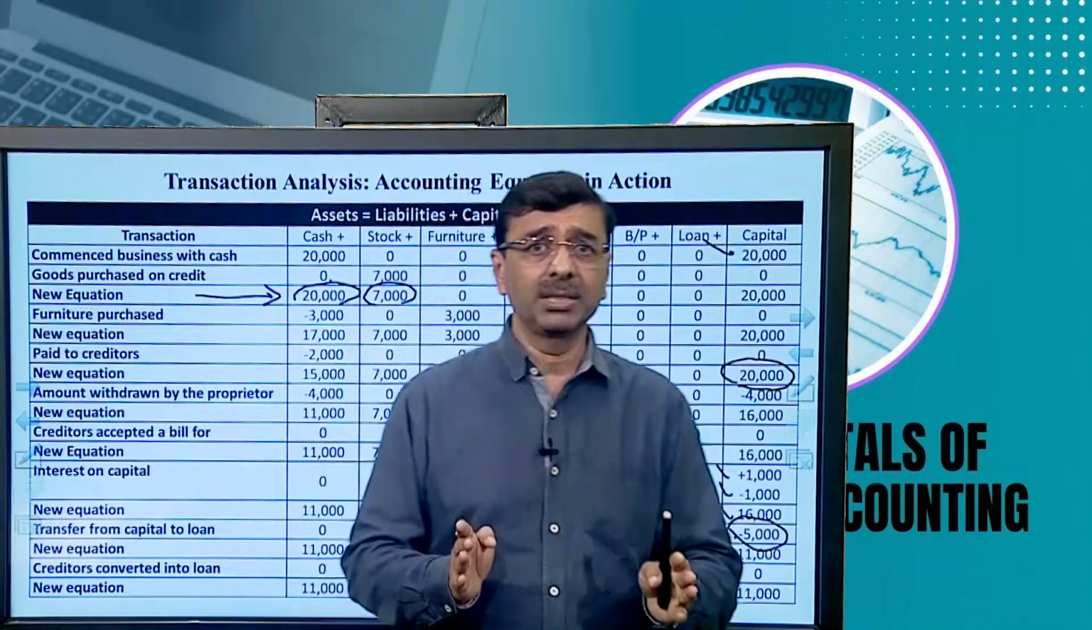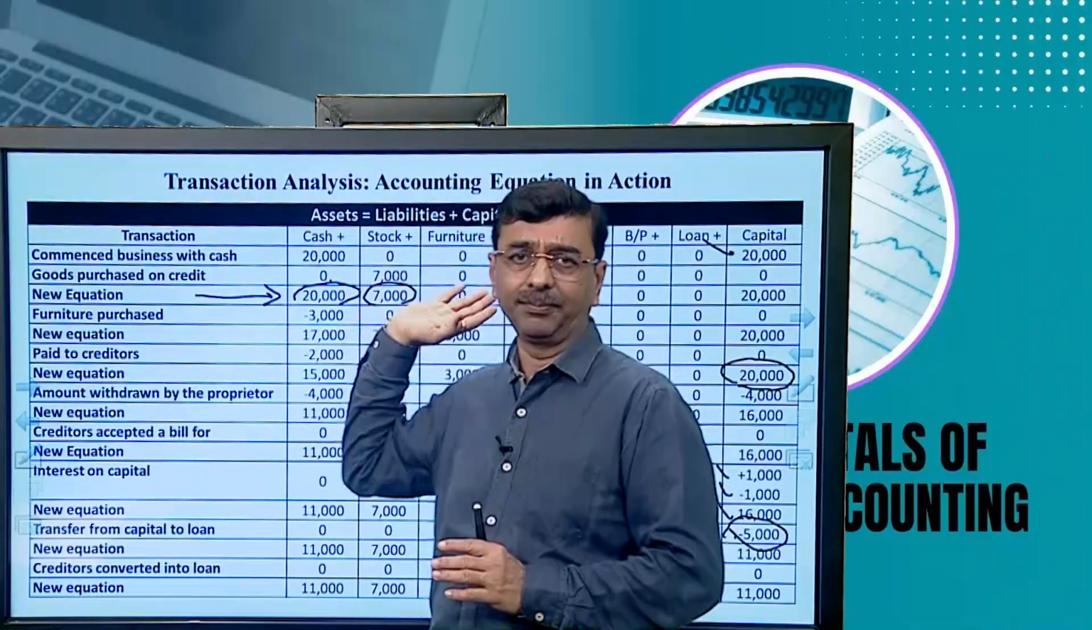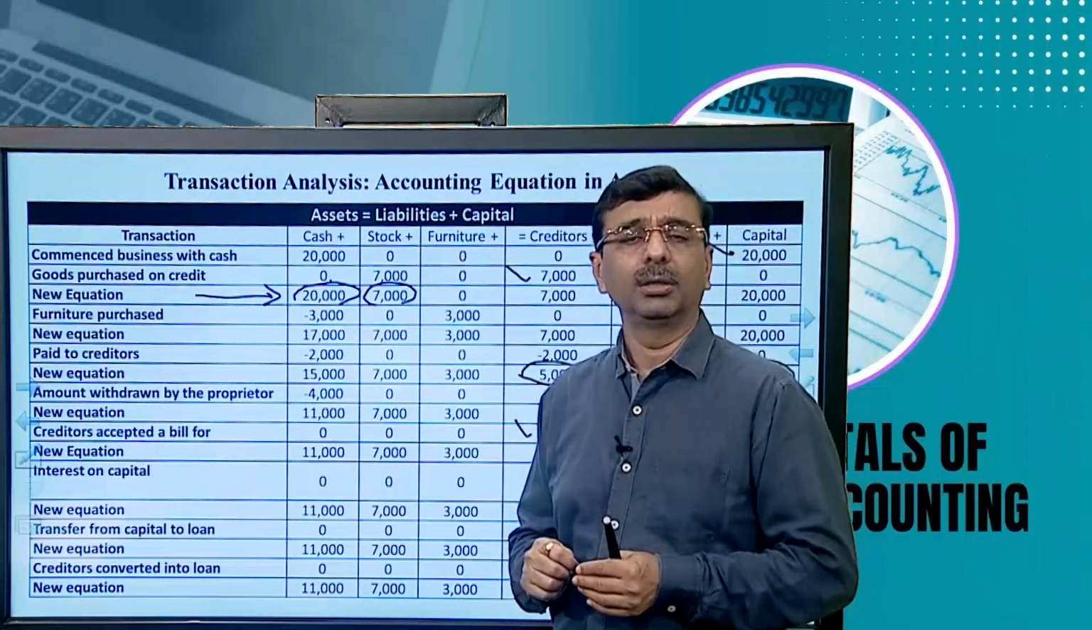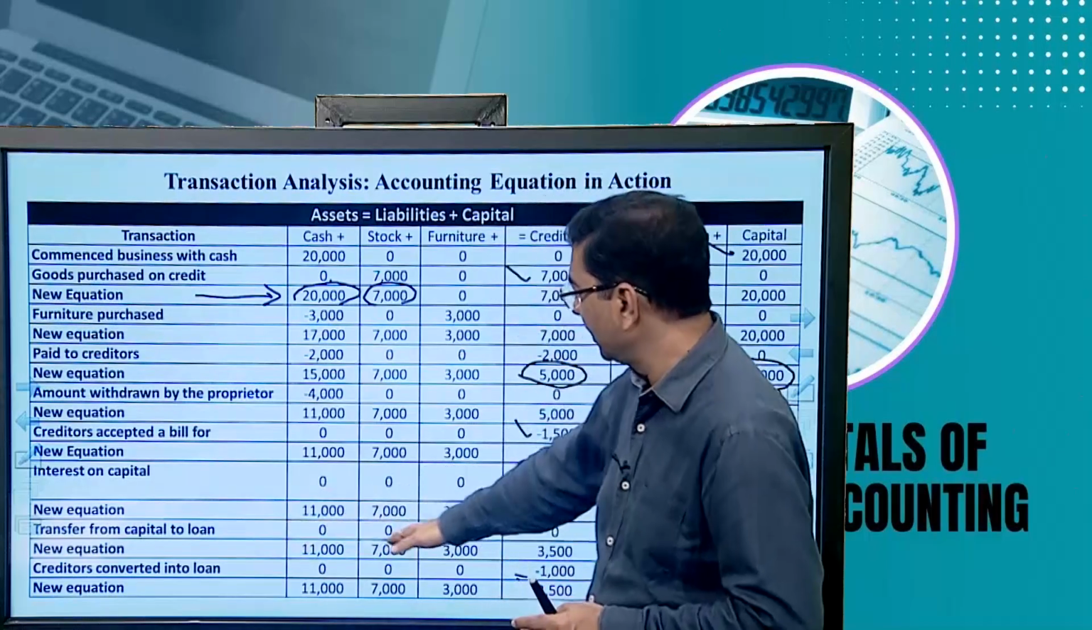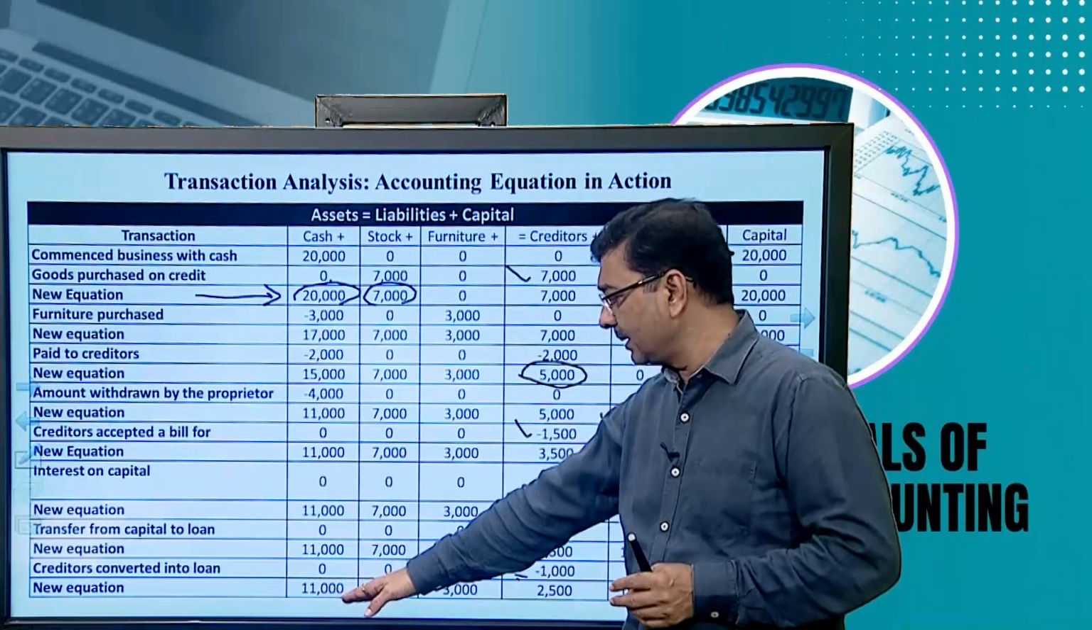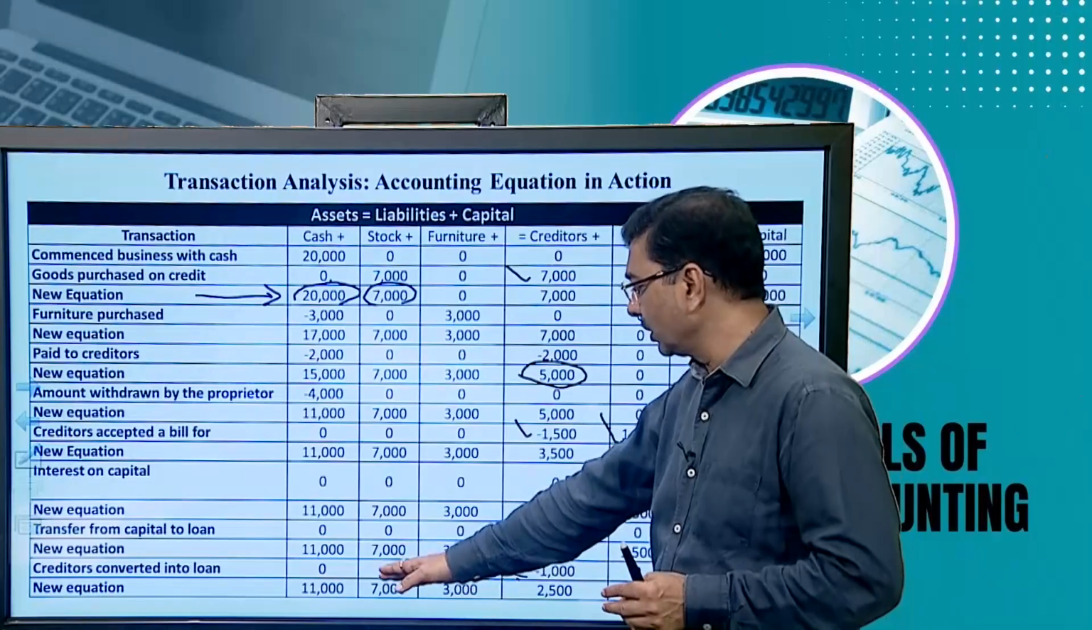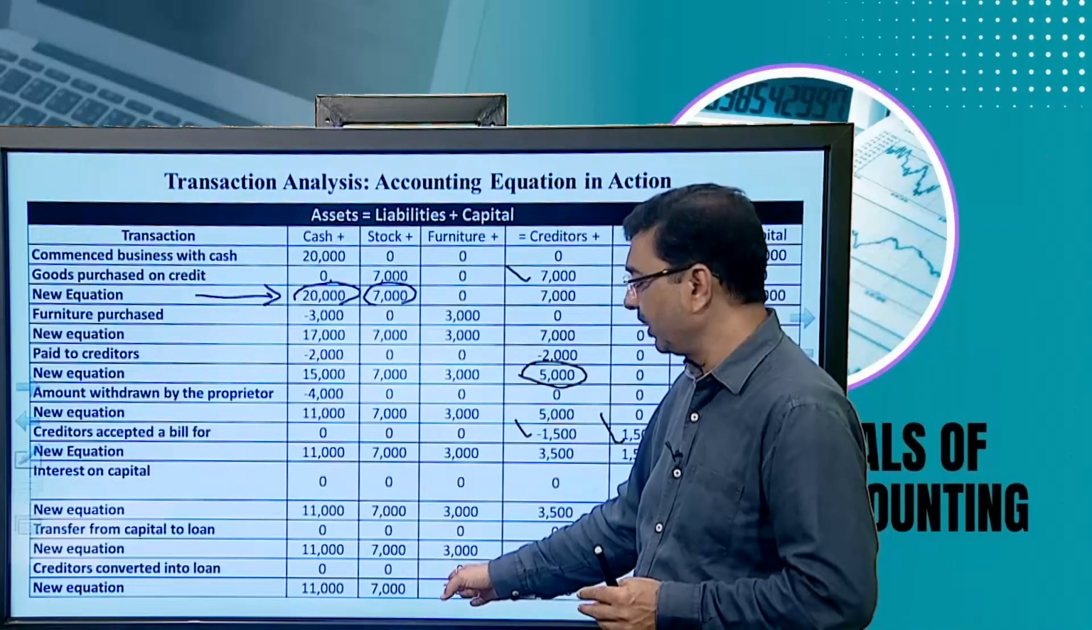Again, this transaction affects only the liability side. There will be no change on the asset side. So after this transaction, if you see, assets remain the same only. The total amount of assets is 21,000.